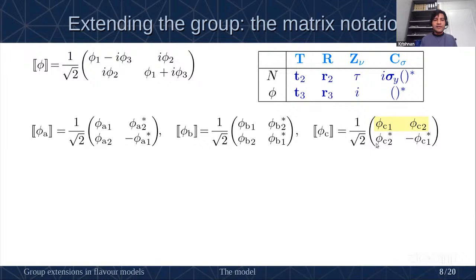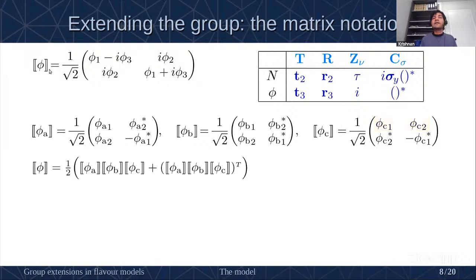And then I say this phi I defined earlier is actually a symmetrized product of phi A, phi B, phi C. So this is the point: phi A, phi B, phi C plus its transpose, that is phi. Okay, this is my definition. I'm going to say that this is how it is constructed. So later you'll understand why.